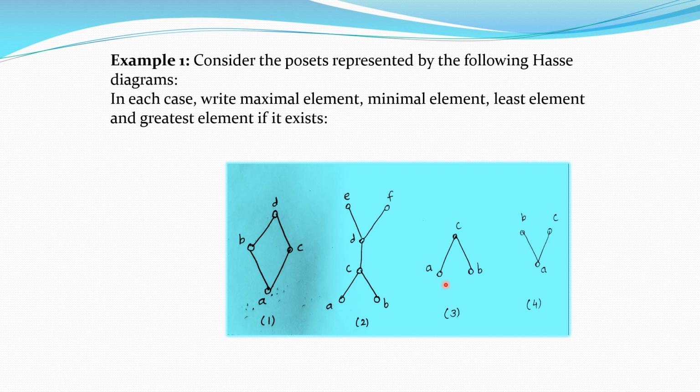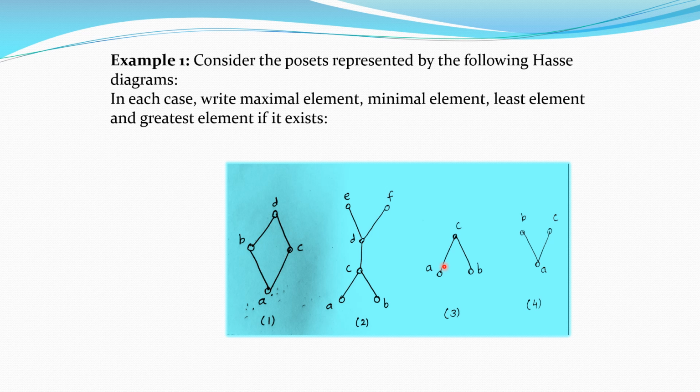Now see the fourth. Here again the relation is defined on A, B, C. As from B and C, upward journey is not there, B and C both are maximal elements. From A, downward journey is not there, so A is the minimal element. Now as A precedes A, A precedes B and A precedes C, it is clear that A is the least element.